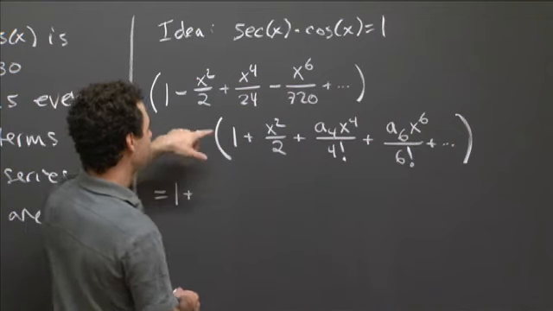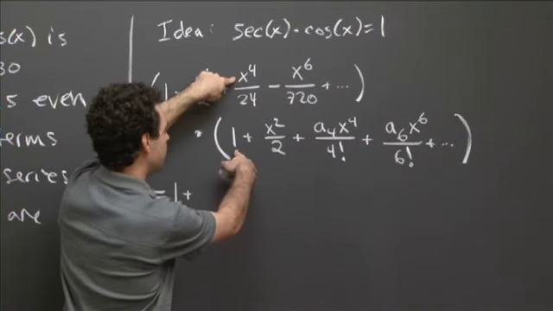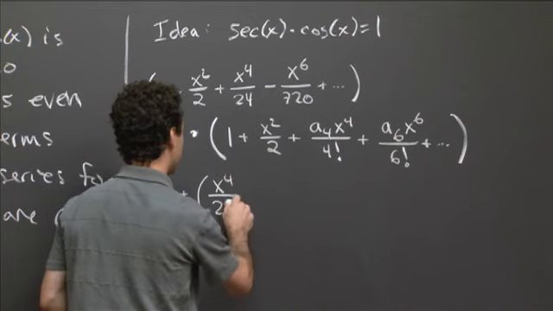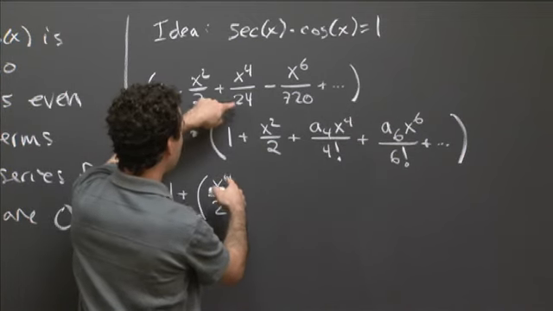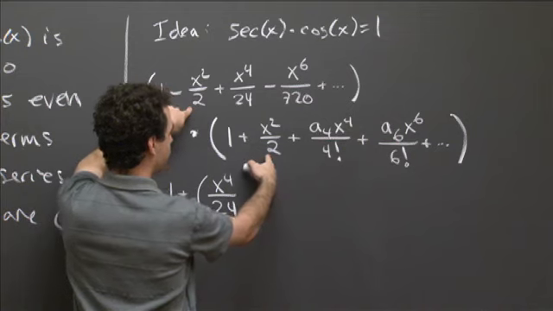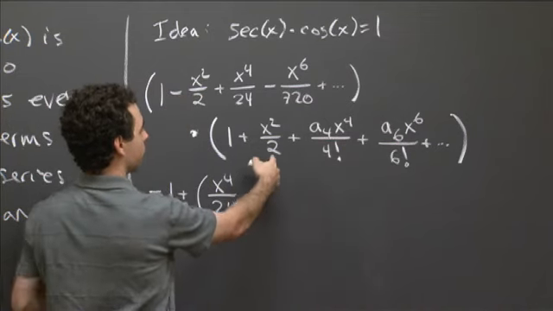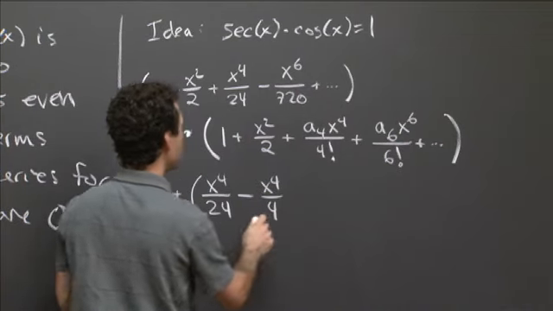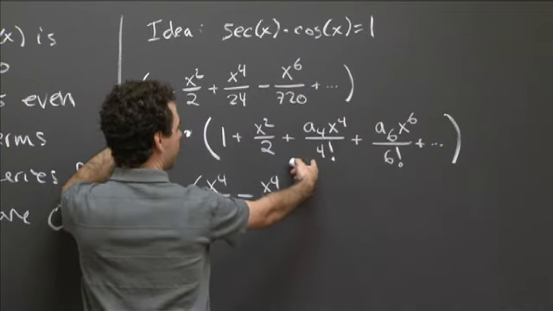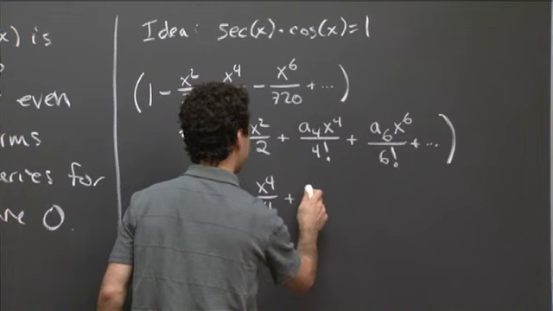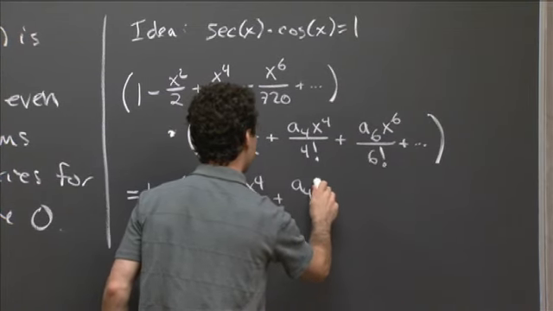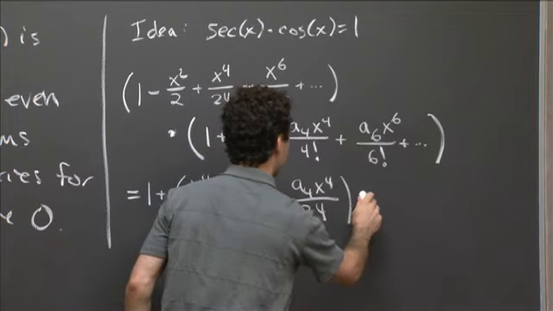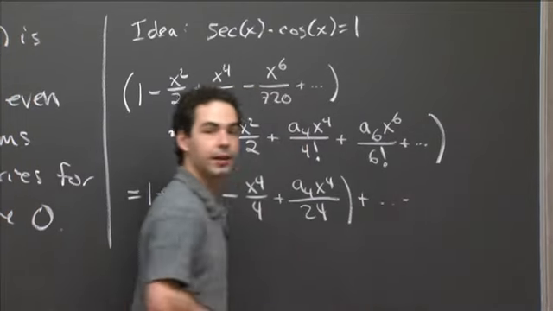Well, how do we get an x to the 4th? We could have an x to the 4th here times a constant. So that's x to the 4th over 24. Or we could have an x squared times an x squared. In this case, that gives us minus x squared over 2 times x squared over 2, which is minus x to the 4th over 4. Or we could have a constant times an x to the 4th. So this is plus a4 times x to the 4th over 24. And then we'll have a 6th degree term, and so on.